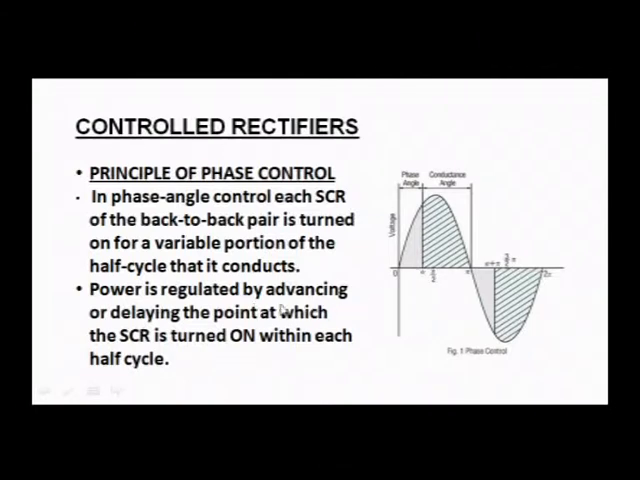So the power is regulated by advancing or delaying this point. I can trigger it wherever I want, between 0 to 180 degrees. Thereby I can control this area, that is the amount of power which is going to be given to the load which is connected in the anode to cathode circuit of the thyristor.